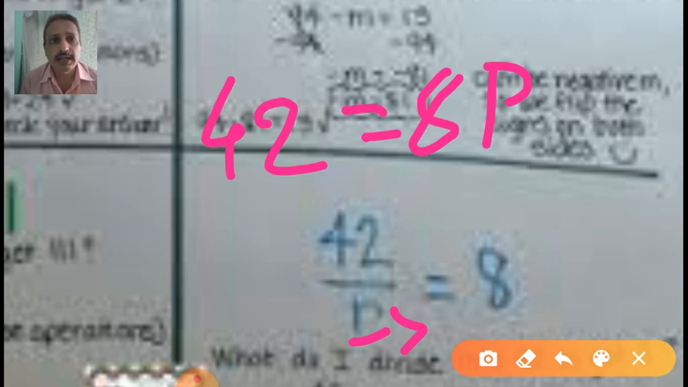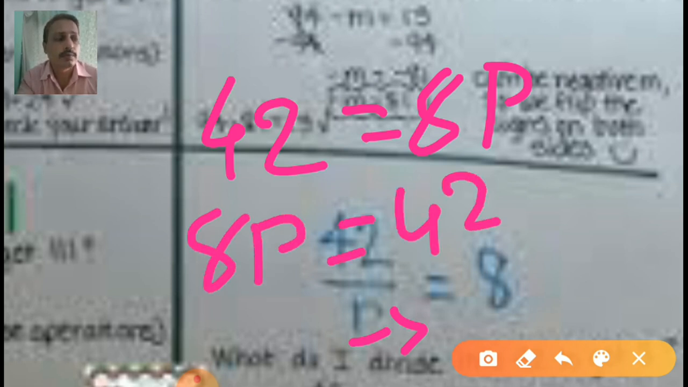Okay. Can you write this 42 is equal to 8P this way: 8P is equal to 42? Yes or no? No. Oh, very good, beta. See, what is this? A ball pen. A ball pen tip is here on the left side. If I change the direction this way, does the ball pen become a pencil? No, it remains as it is. So just now I changed, shifting the place left to right and right to left. The equation remains as it is.